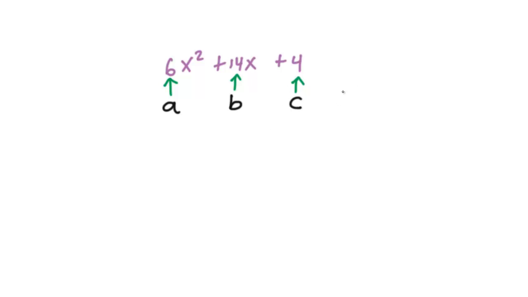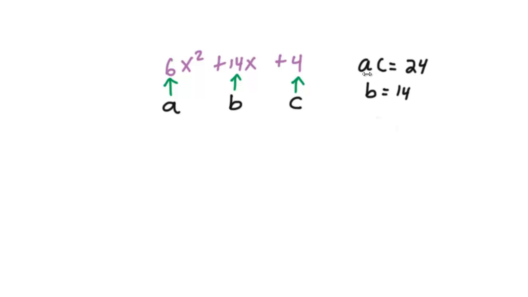So the trick is to find the product of AC. So we take a times c, we'll get 6 times 4, which is 24. And b is 14 in this case, which is the coefficient of x.